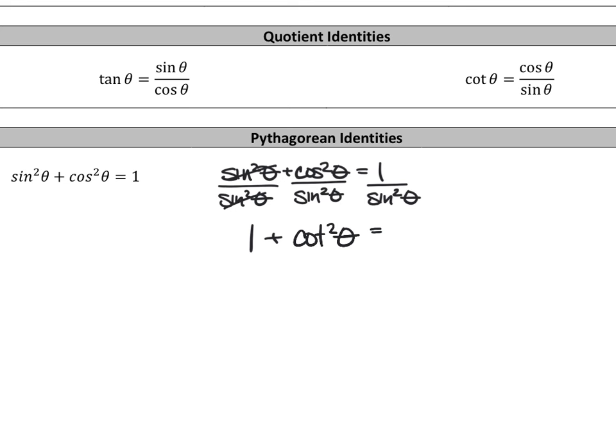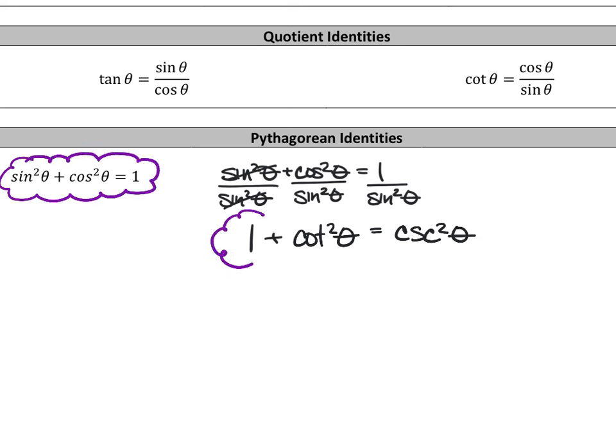And what about 1 over sine squared of theta? Does that look familiar? What is 1 over sine squared of theta? Cosecant. So this can be changed into cosecant squared of theta. Here is our second Pythagorean identity. Let's put a little bubble cloud around the important ones. Here's a normal Pythagorean identity. Here is the one where I have derived it for cosecant squared of theta.